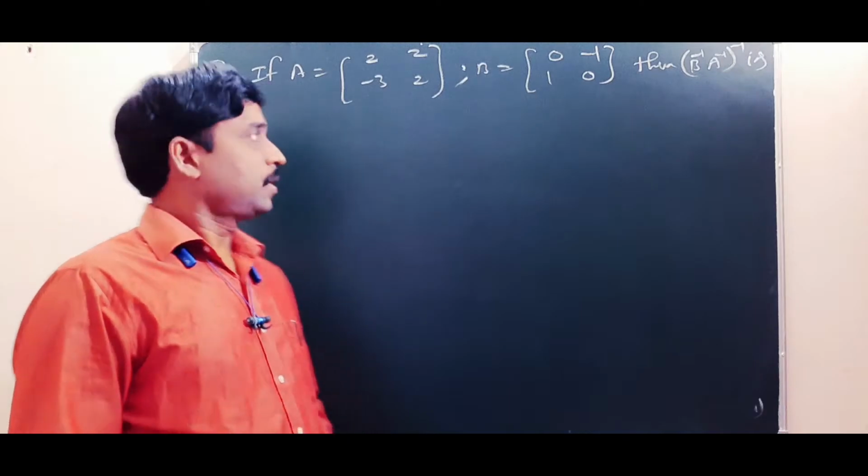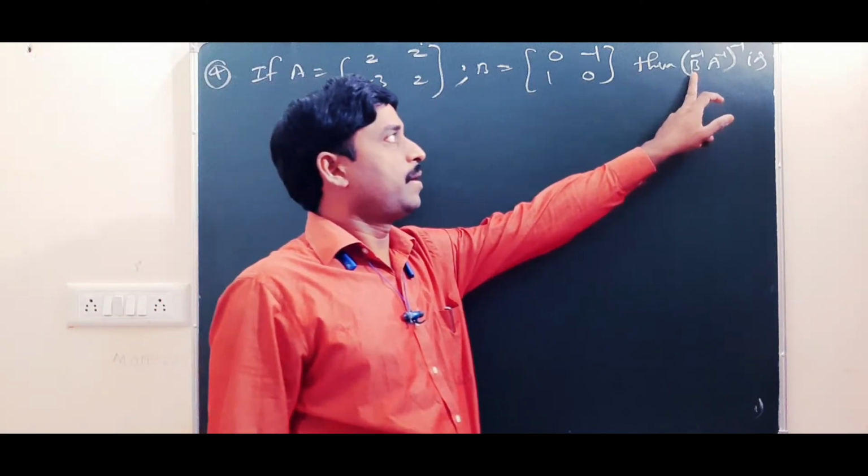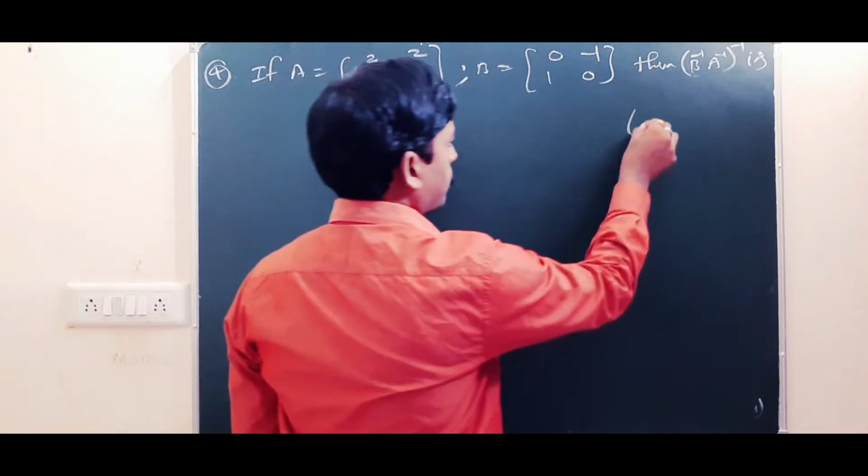Moving to the next question. Two matrices A and B are given, then we have to find the inverse of B inverse A inverse. We have one formula.